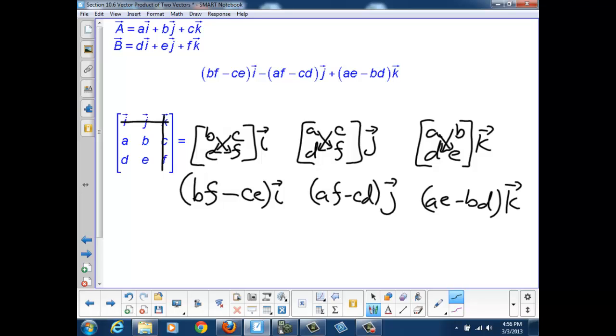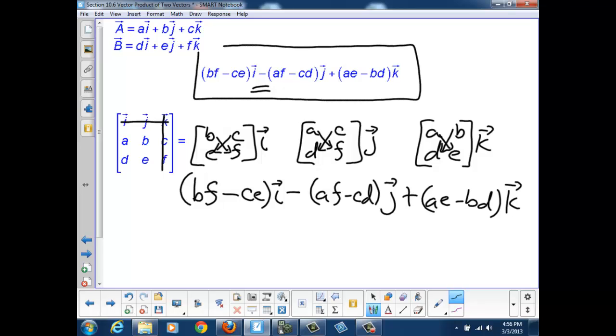Now, the only thing we have to remember is that there's actually a negative sign here for the AF minus CD calculation to match our cross product calculation that we did in the previous pages. It's very important that we don't forget that negative sign in our final calculation from these matrices.